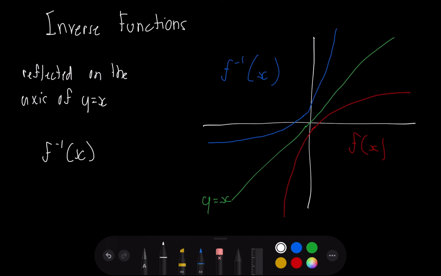And this can be seen in the graph here, where the line of y is equal to x is drawn in green. The parent function is the red function, and the blue function is the inverse function. As you can see, it is reflected upon the green line.